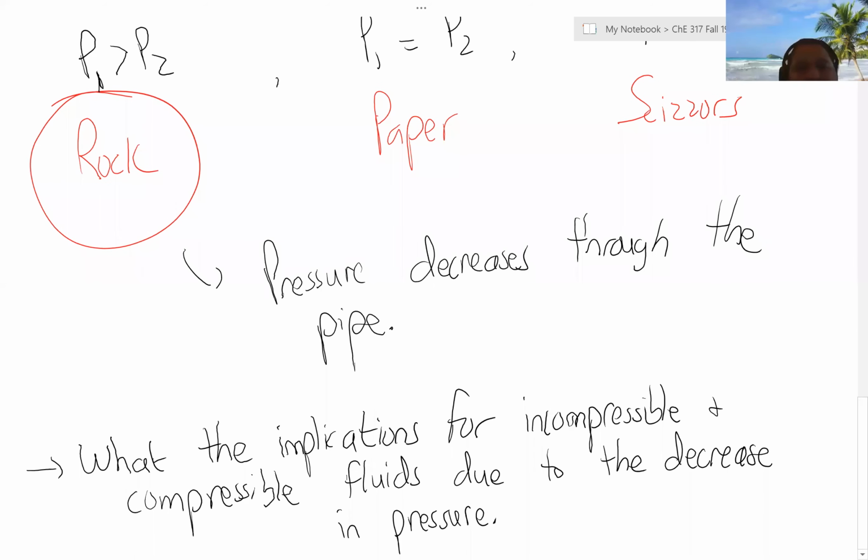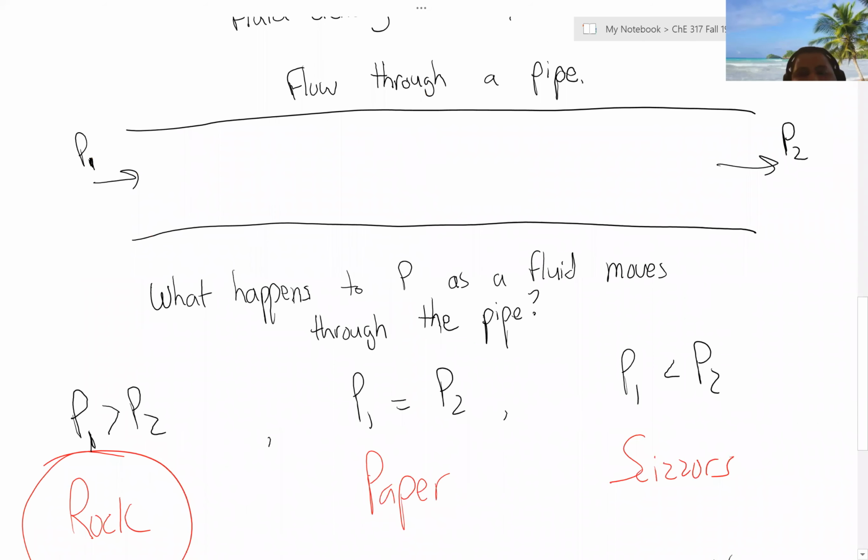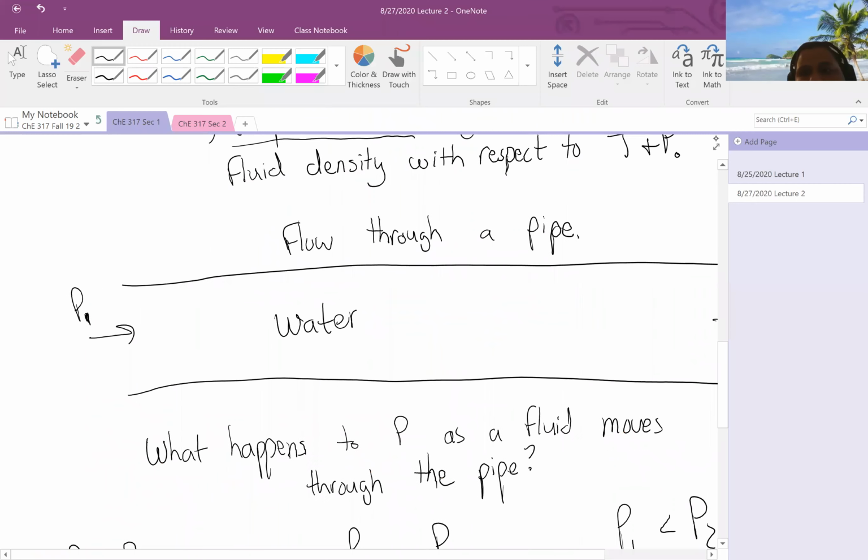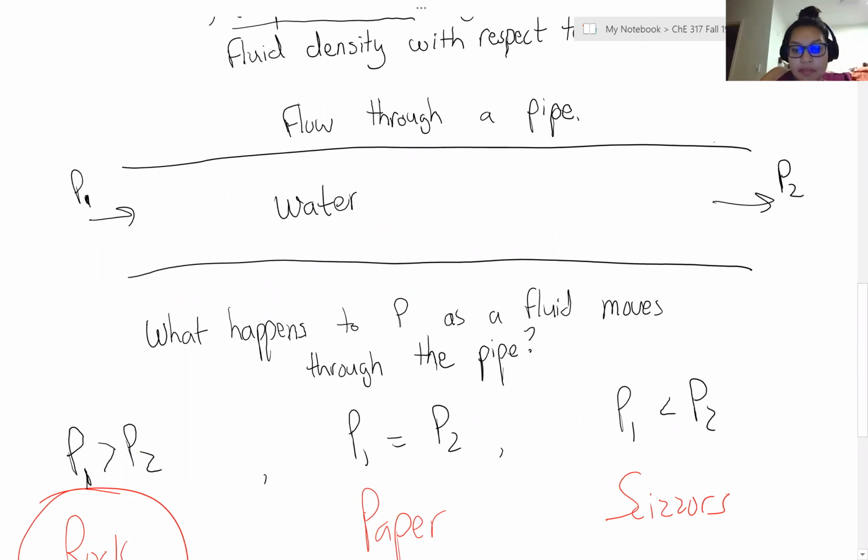So looking back at that, pressure's falling through the pipe, and let's say I have water, which I can consider incompressible. What's going to happen to the density of water as it moves through the pipe? It will remain the same. It's not going to change, right? The density is going to be constant. Rho is constant.